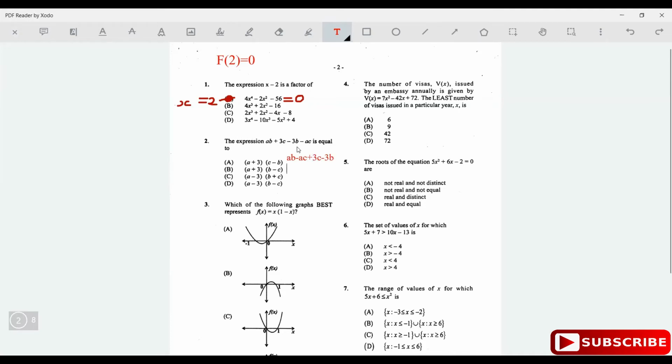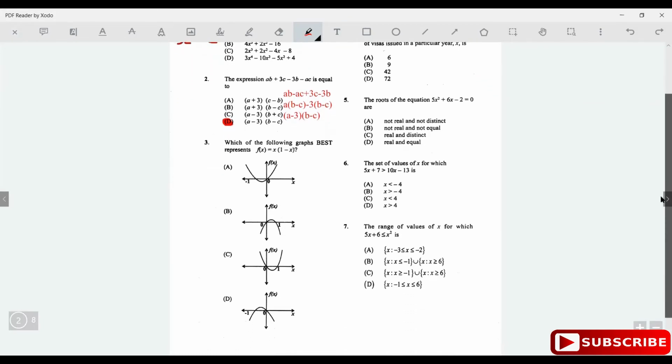Let's group those first. Right here, we can factor out A, and we're left with B minus C. And from this side, we factor out minus 3, and we're left with B minus C. And so this expression simplifies to A minus 3 times B minus C. That's how we do that one.